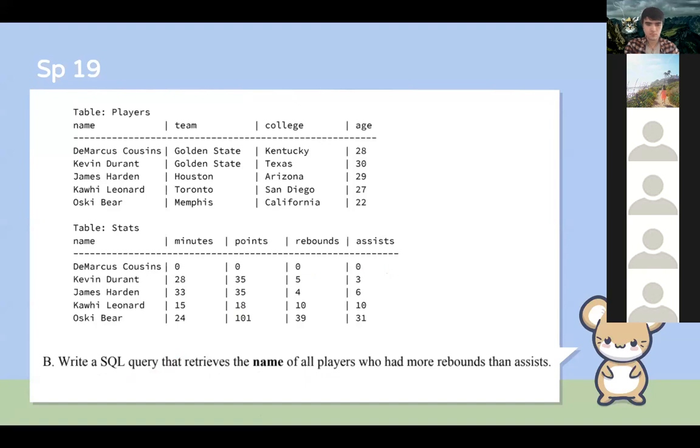One thing that I'd like to note here is that the table stats already has all the information that we need, just as a clue, because it maintains the rebounds and assists. This should give an indication that we don't need to join, because in this SQL query, we only need the name. We don't care about which college the people came from or what age they are.